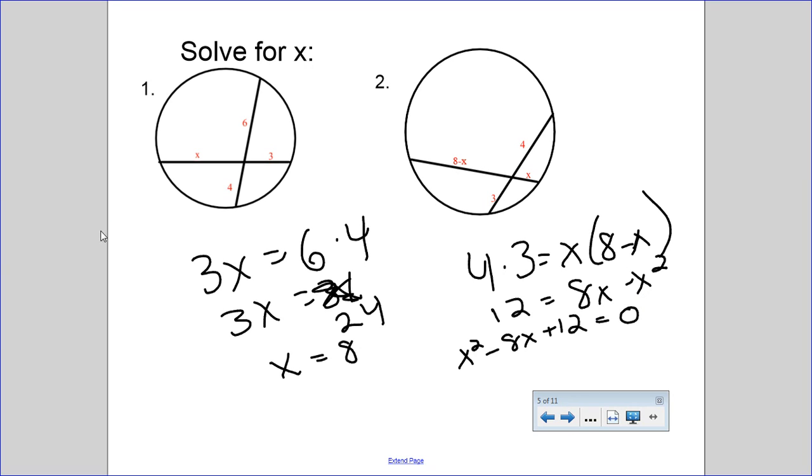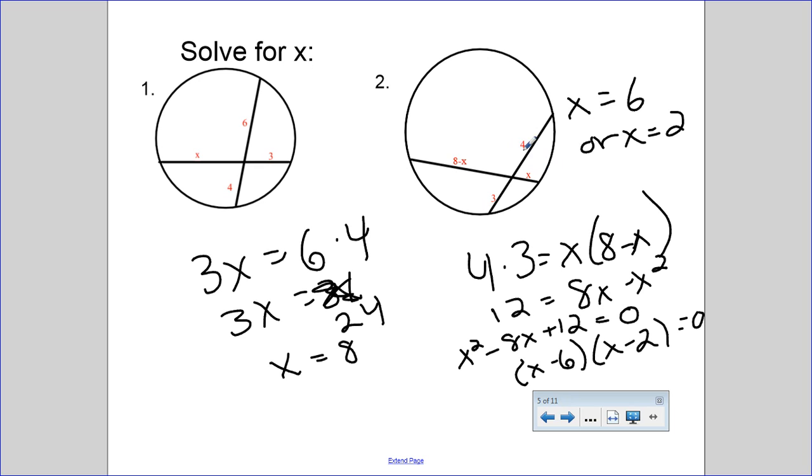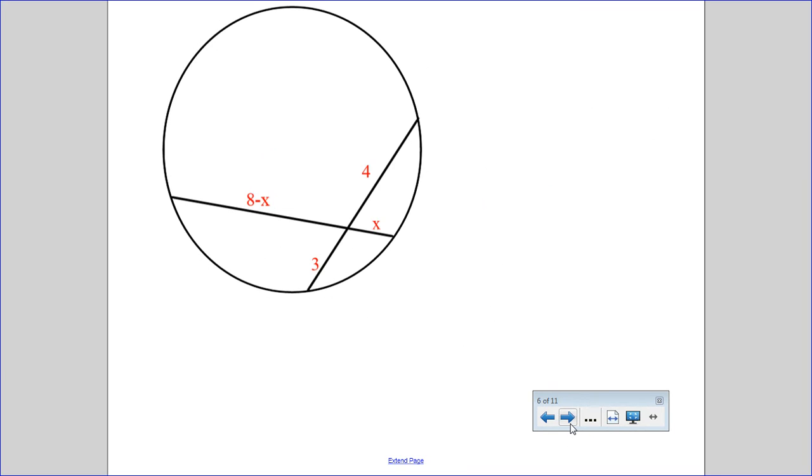Now I'm going to find the factors of 12 that have a sum of negative 8. They both have to be negative to get a positive when I multiply. So I get x minus 6 times x minus 2 equals 0. What you should get is that x could equal 6 or x equals 2. Both would work, since I have no negative values here. All right, this one we can skip because we actually just did it. It's a double.